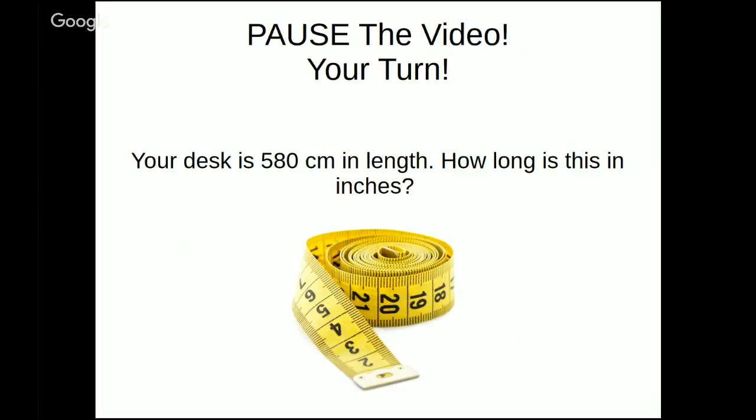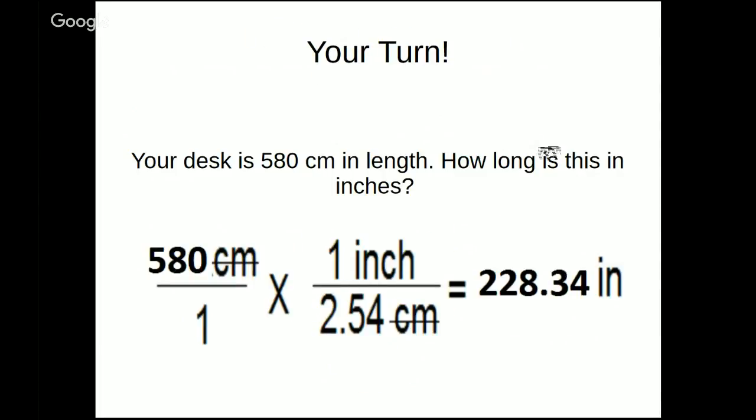So you made some measurements of your desk, and you figured out that your desk is 580 centimeters in length. That's a pretty big desk. And you want to know how long this is in inches. Pretty simple to do. All right. As always, you'll start with your 580 over 1. That's your known quantity. That's centimeters. The second fraction is going to be a conversion factor. So you're going to have centimeters in the denominator.